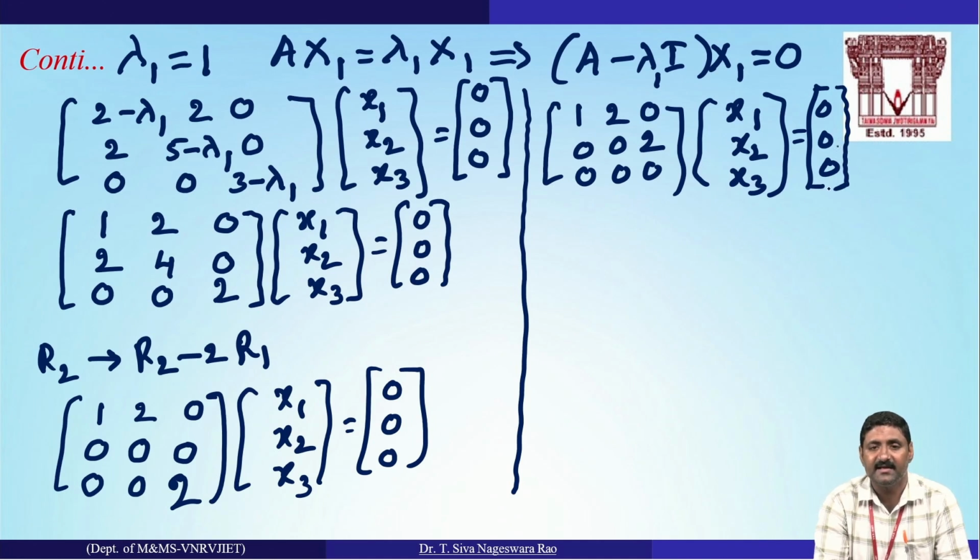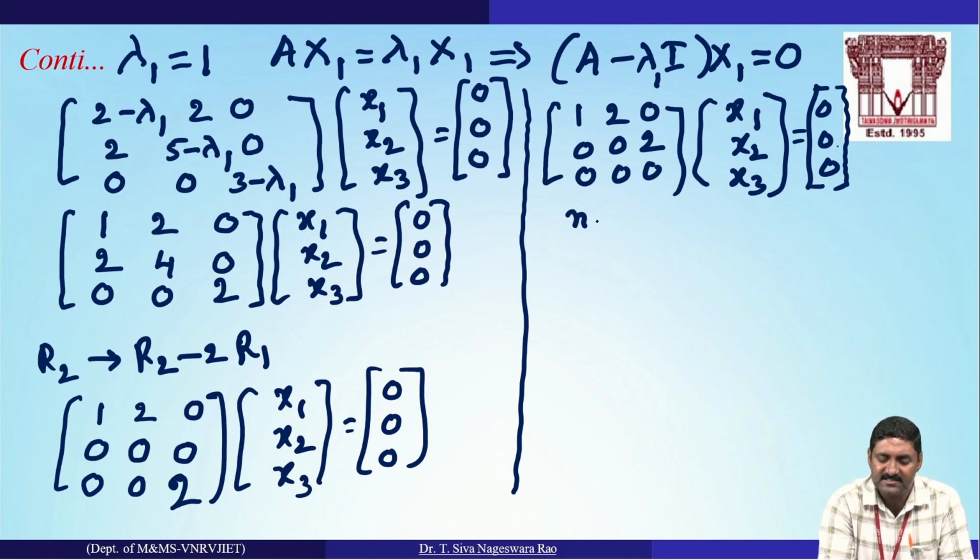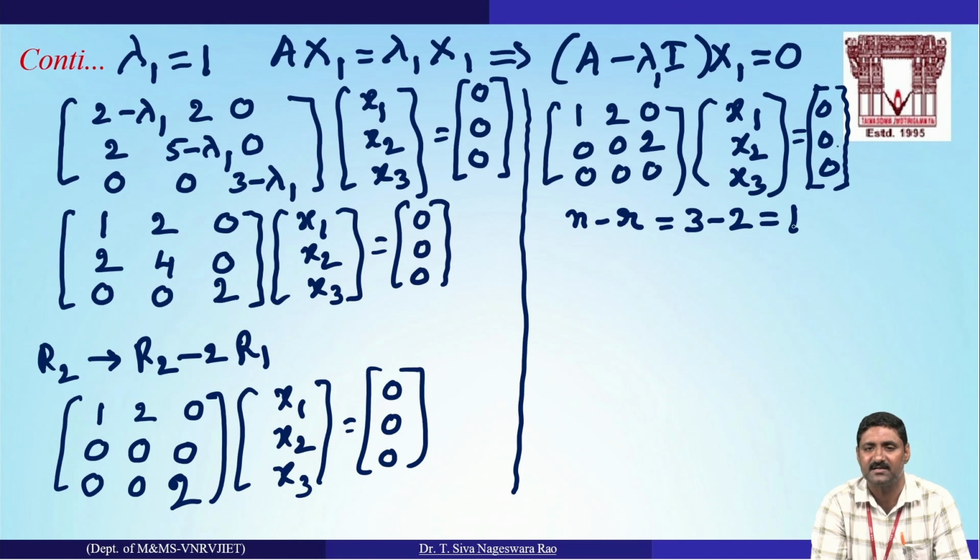Right. Clearly, this matrix is in echelon form. What is the rank of this matrix? In view of a matrix is in echelon form, the number of non-zero rows are said to be rank of the matrix. Hence here the number of non-zero rows are 2, therefore its rank is 2. Clearly, the rank is less than the number of unknown variables 3. Hence we will introduce n minus r number of arbitrary constants. So here we will introduce only one arbitrary constant.